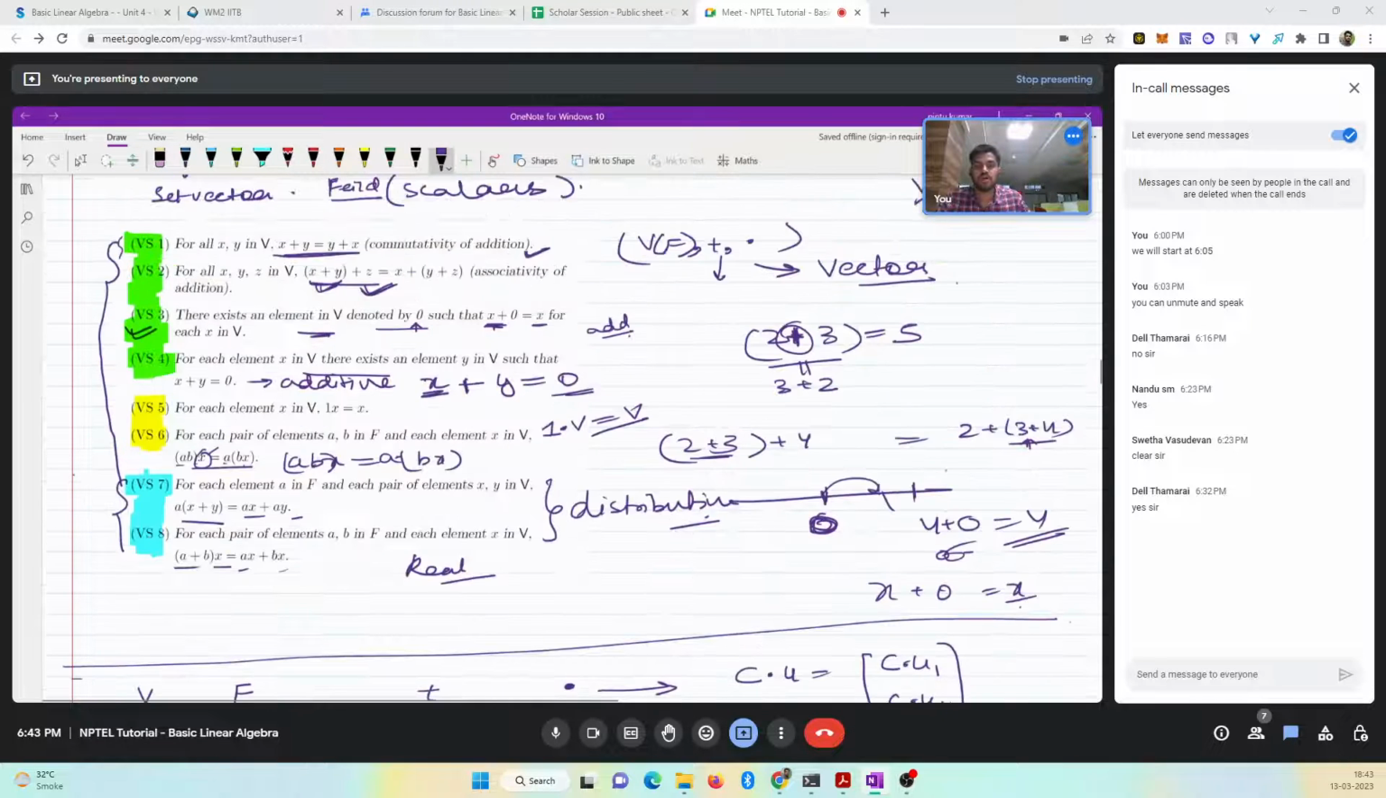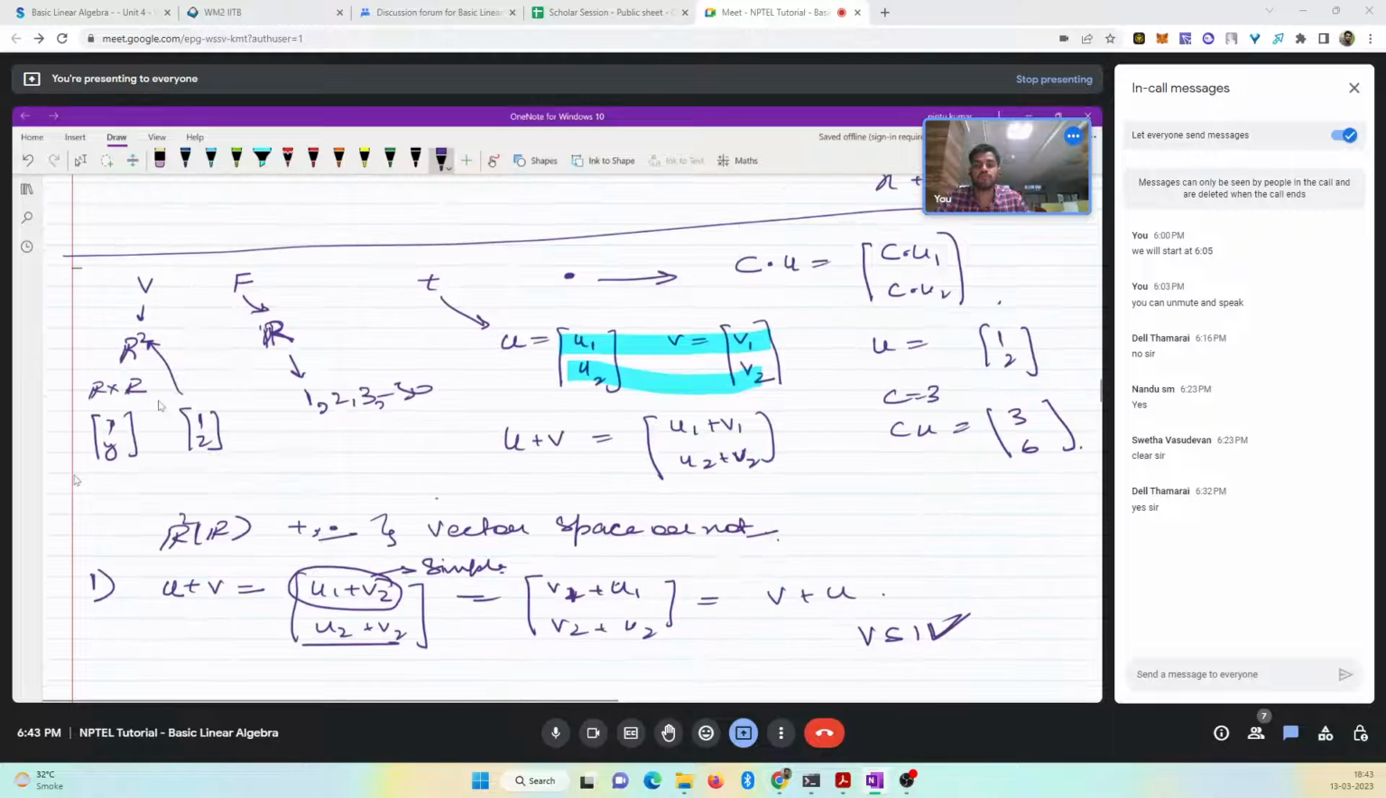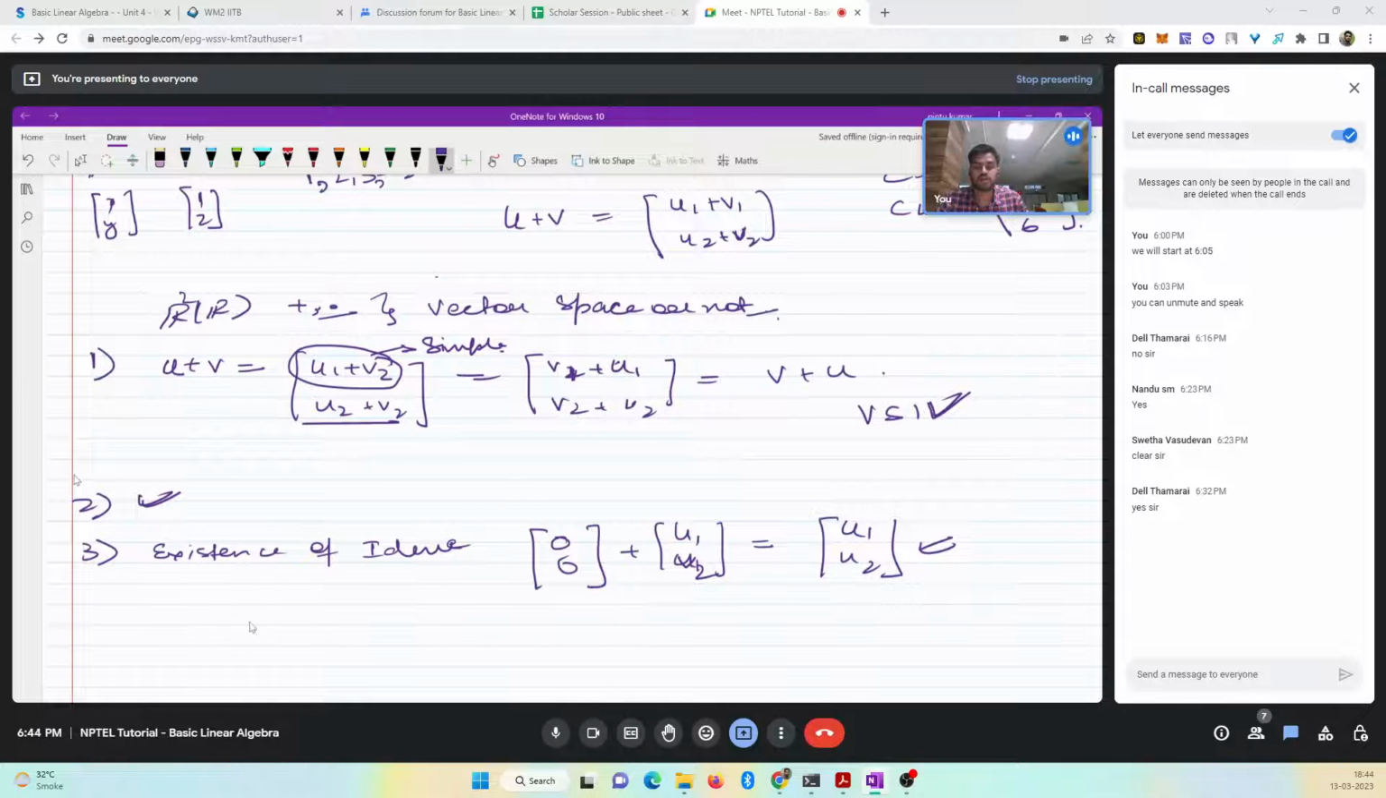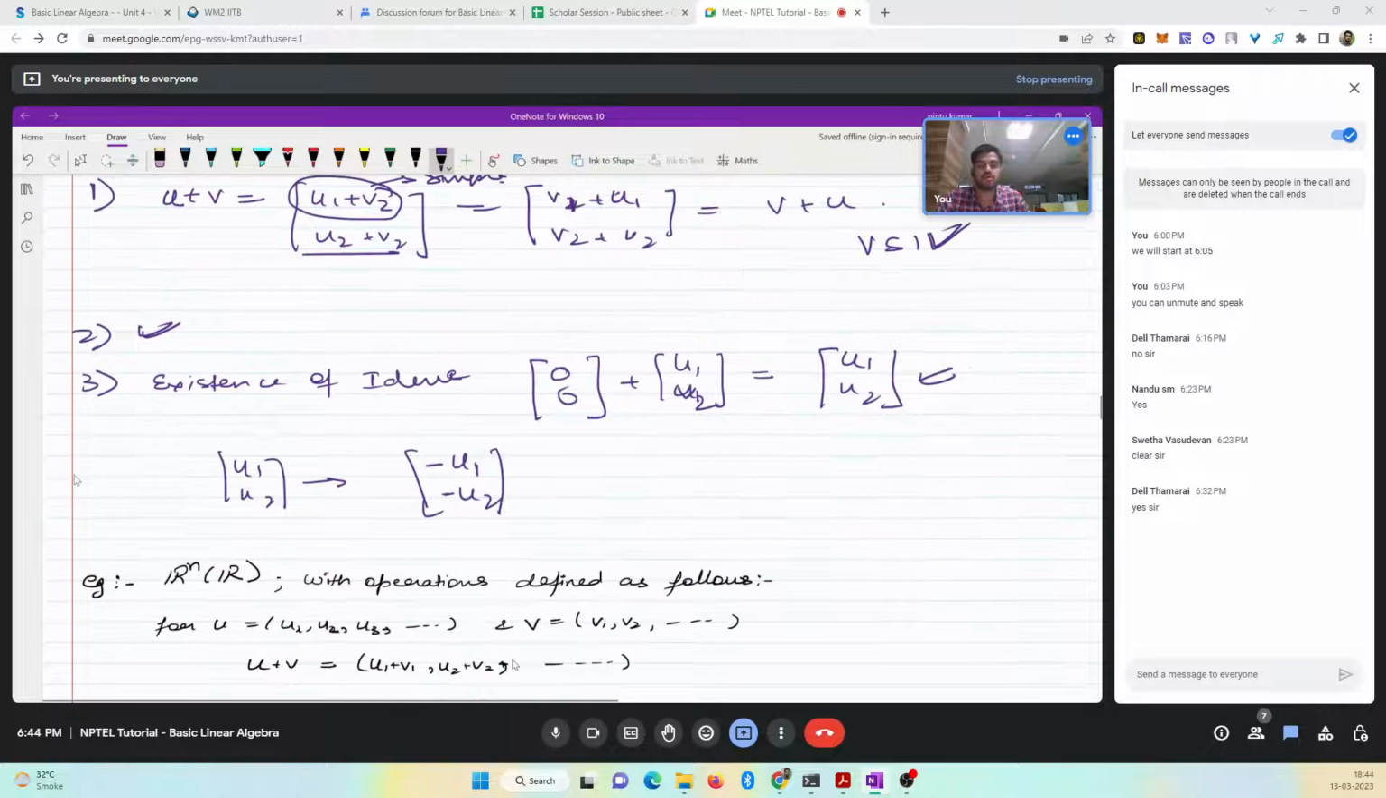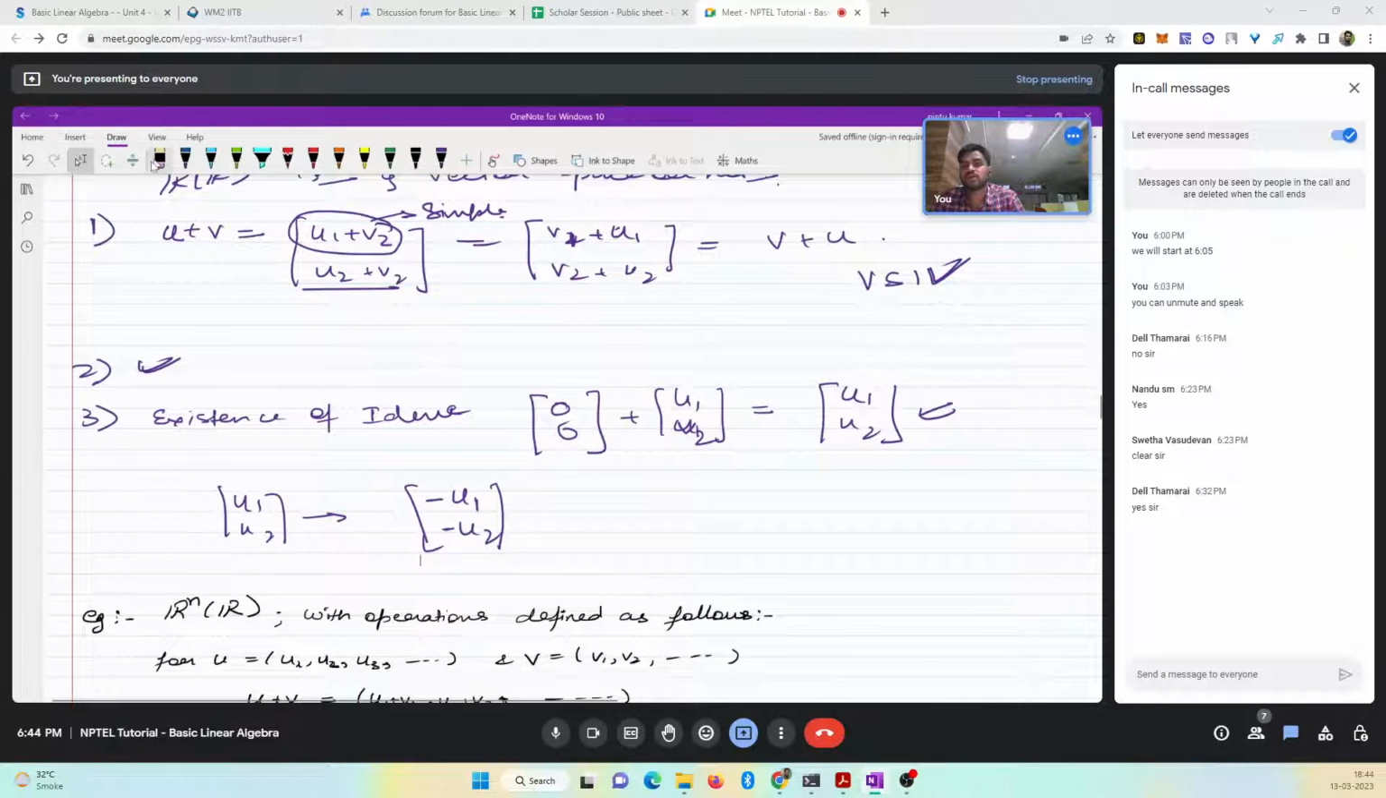If you look at the fourth property, what would be the additive inverse for u1 comma u2? Additive inverse is minus u1 comma minus u2, right? This is how you can obtain it.